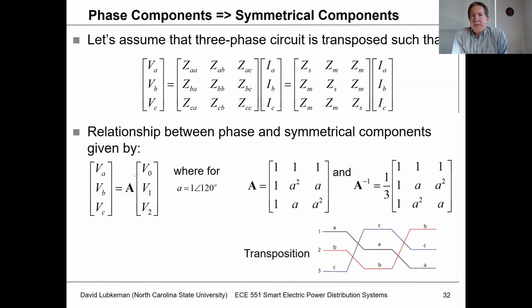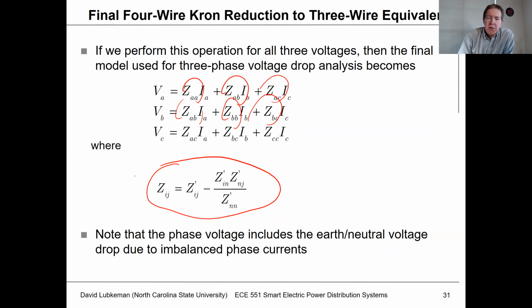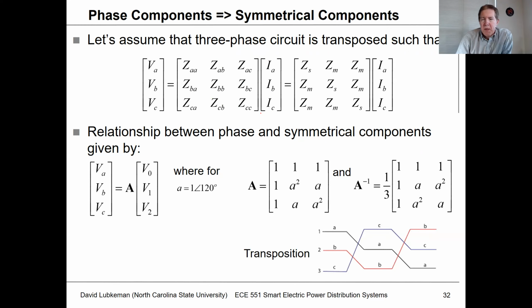Now, how does this relate to symmetrical components? Because what I'm showing here is a 3-by-3 relationship where, because of the different spacing between conductors AB and AC, these off-diagonal terms are not going to be the same, and the diagonal terms are not necessarily going to be the same either. So in real life, these off-diagonal terms are going to be different.